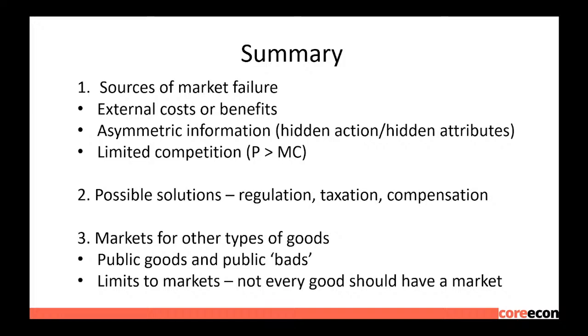Okay, let me summarize this part of the lecture. We have discussed a host of sources of market failure: external costs or benefits, asymmetric information, so the fact that maybe the action by the employees or the agents in general cannot be observed, or there are some hidden attributes to the cars or services provided, the fact that under limited competition price is above the marginal cost. We have discussed possible solutions to this, including regulation, taxation, and compensation of the most negatively affected party.